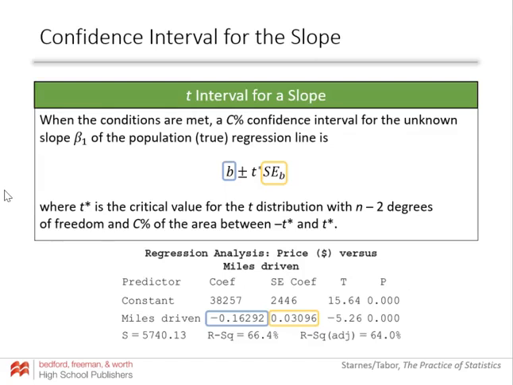Most of the time, you're not going to have to actually find this because it is given to you in that computer output. Okay, so here's our computer output on the regression analysis. Here's my slope for my regression line. Okay, we've already talked about where to find that. And then the standard error of the slope is the standard error of that coefficient. So in this case, 0.03096.